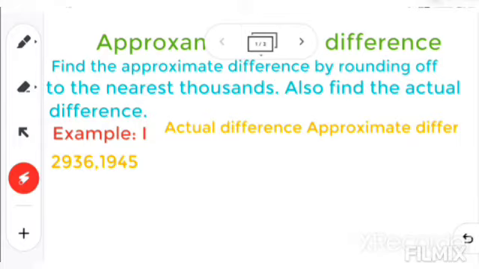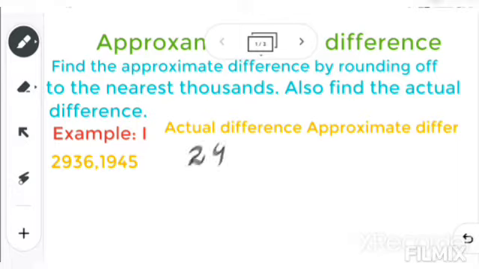Difference means you have to subtract. So you have to write the bigger number first. Here already the bigger number is given first, but sometimes the smaller number can also be given first. So you have to be careful. So see that the bigger number is first. So here the bigger number is first. So I am arranging that number. It is 2936. From here we are going to minus 1945. Okay, I have arranged the digits in order.